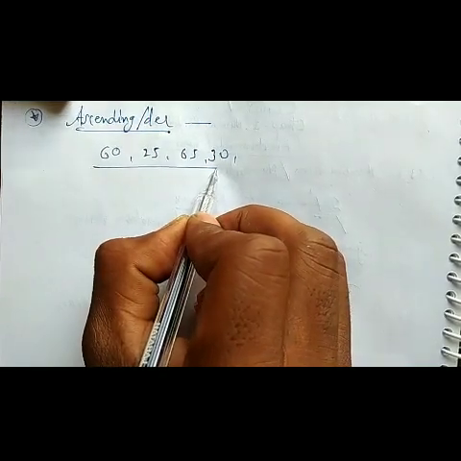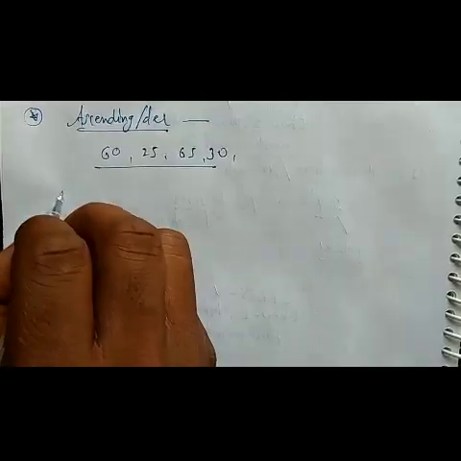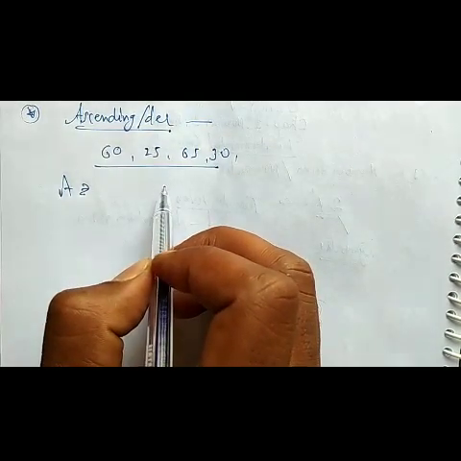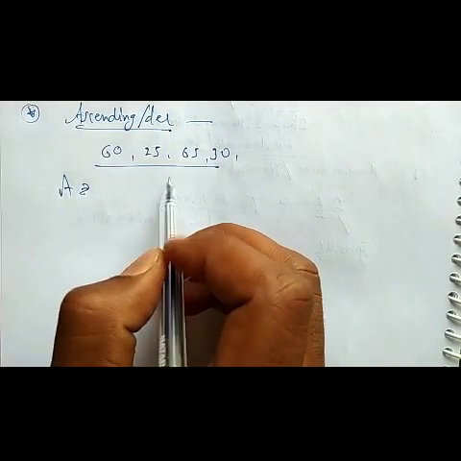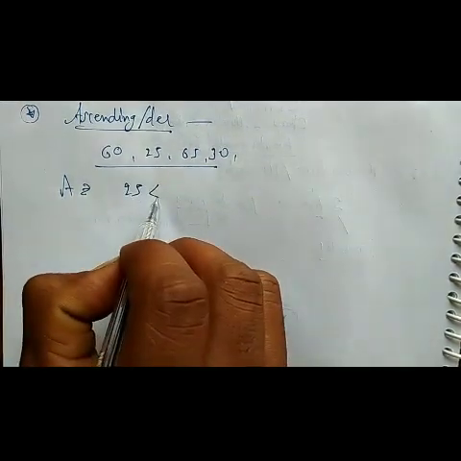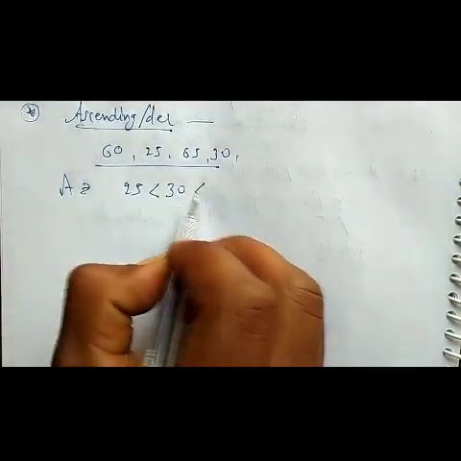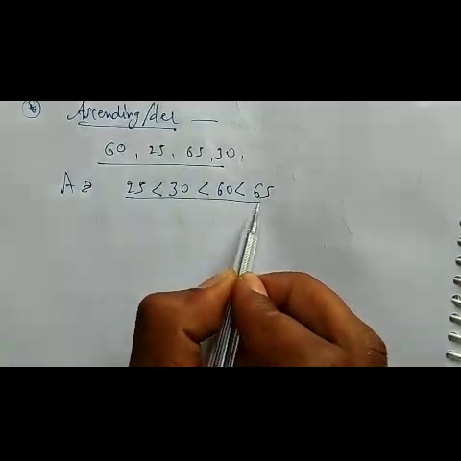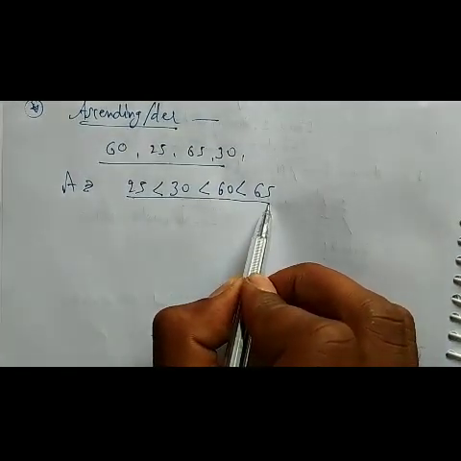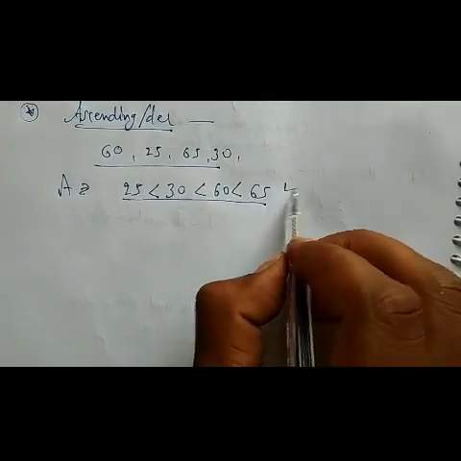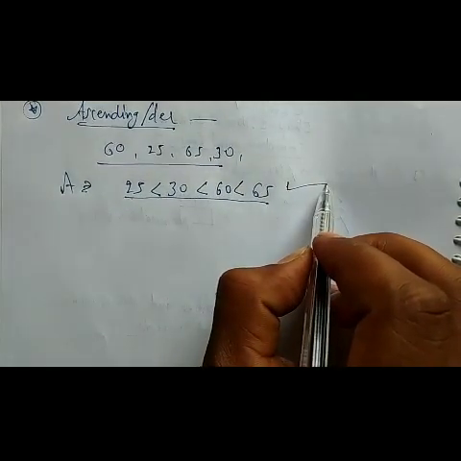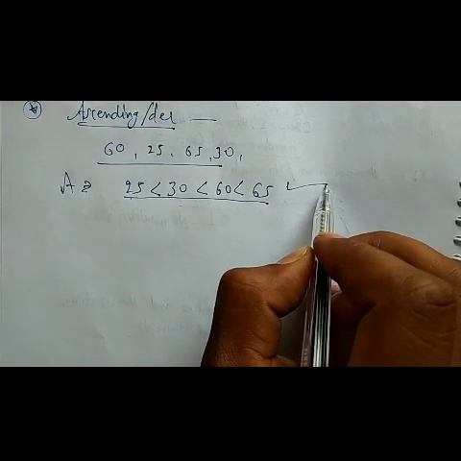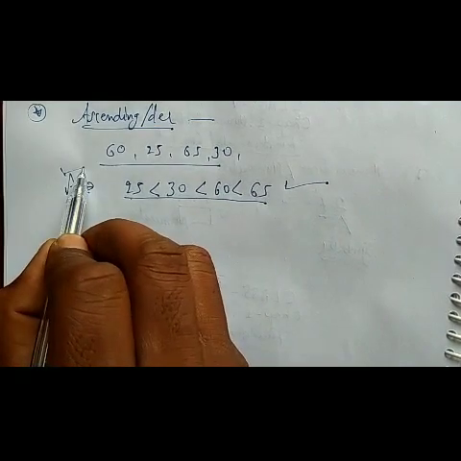The question is, arrange these numbers in ascending order or descending order. Ascending order means arranging all the numbers from smaller to greater. 25 is less than 30, less than 60, less than 65. This proper arrangement of the numbers from smaller to greater form is known as ascending order.